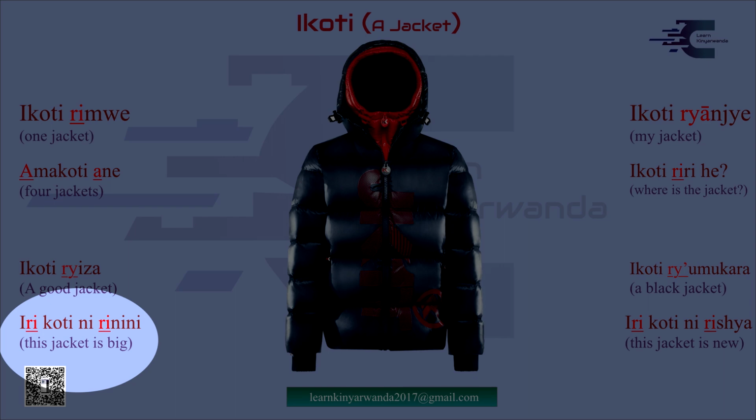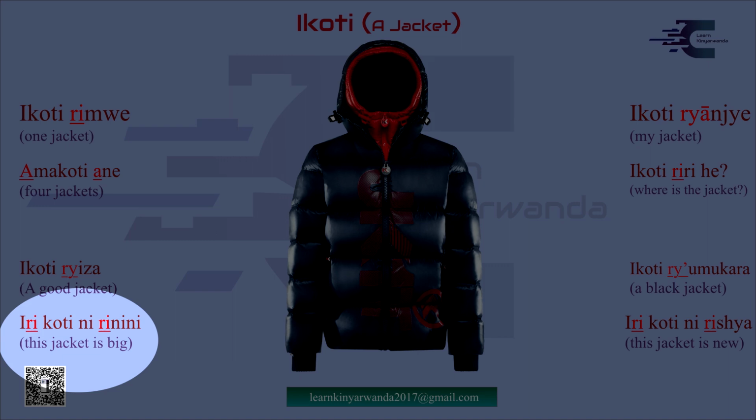But somewhere in the sentence we also have a description. We've got a demonstrative showing this. Okay, this is not always iri. It changes depending on the noun. But to keep this video simple, if you want to say this jacket is big, you can say iri koti ni rinini.